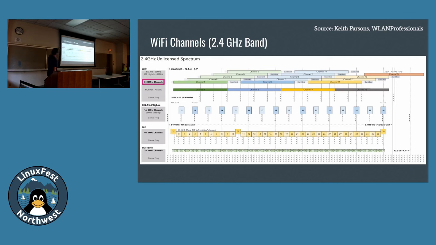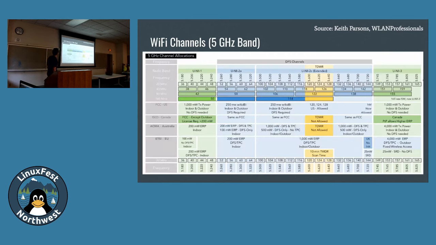2.4 gigahertz and 5 gigahertz have both been around since the late 90s, early 2000s, but increased channel widths have been introduced as different specs have been introduced. This is the 5 gigahertz. There's all sorts of stuff in this diagram. I'm not going to cover it all. But you can barely make it out here, but there's 20, 40, 80, and 160 megahertz channel widths.